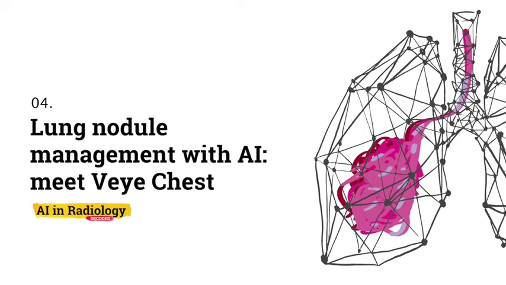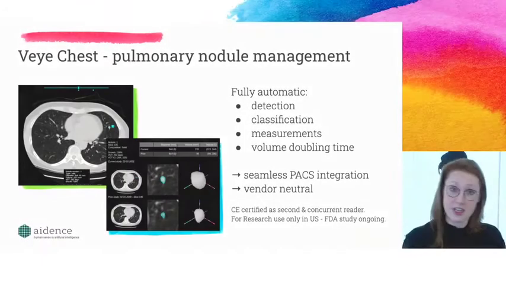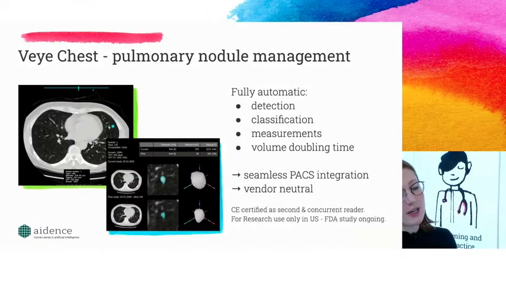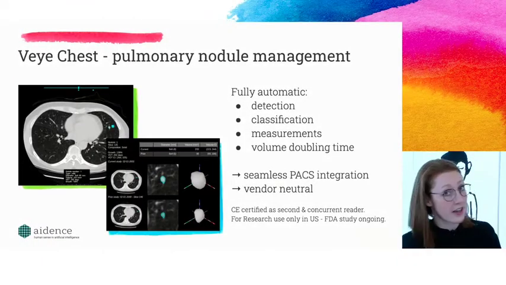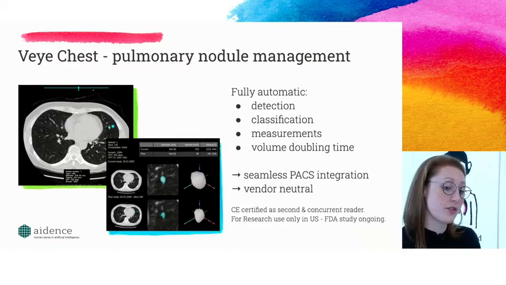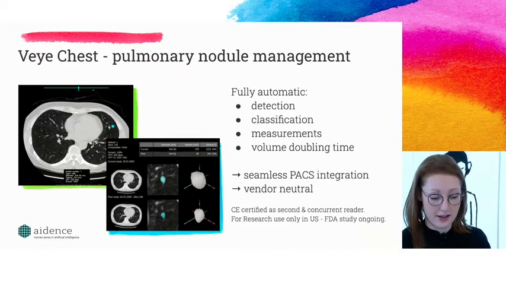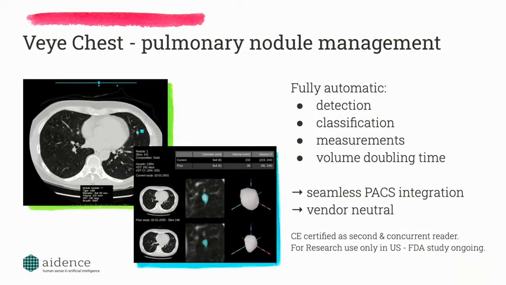Veye Chest is our deep learning based medical device, and it is used for the detection and analysis of pulmonary nodules on CT chest scans, and it can be used in both screening settings and in routine clinical practice. So standard dose scans for routine practice or low dose scans for screening. Absolutely.